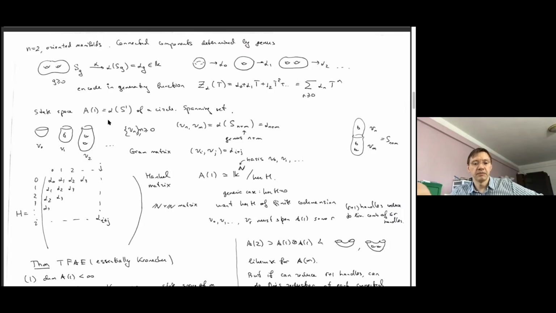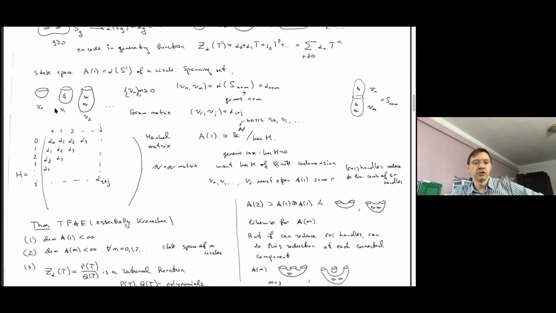So what is the state space for a single circle? State spaces are for n-1 manifolds, so for 1-manifolds, for a collection of circles. So if you have a single circle, all we can do is attach to it a surface of some genus with one connected component. So I draw the corresponding vectors here: V0, V1, V2. It's all the surfaces of genus N with one connected component. So we call them V sub N.